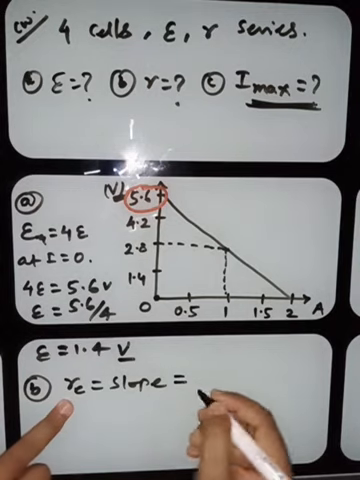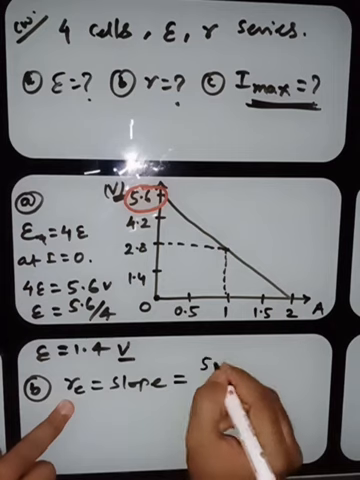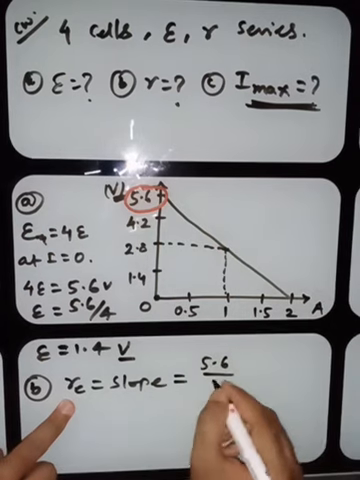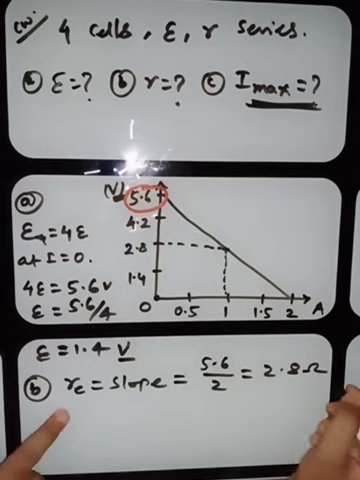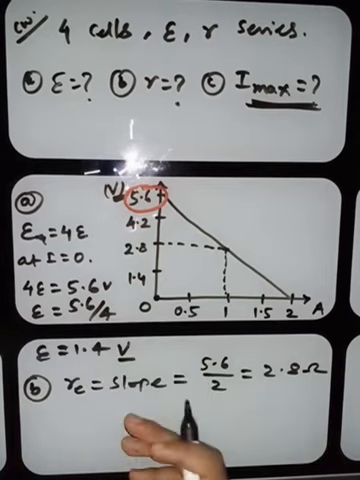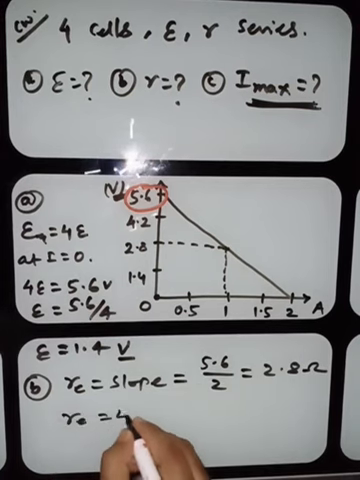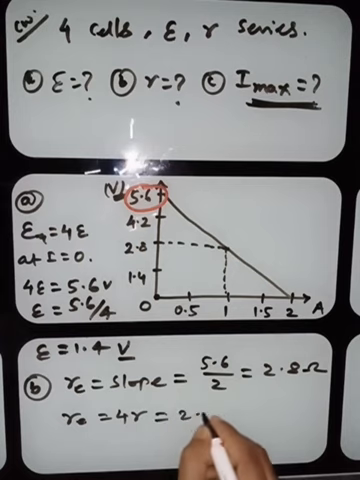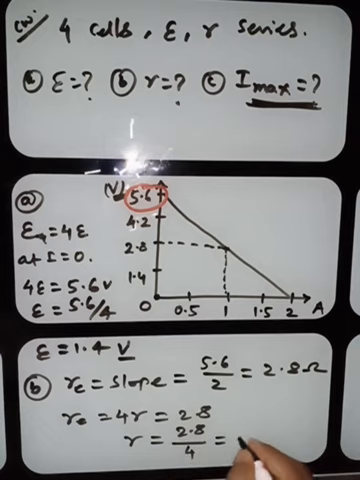And what is the slope? Perpendicular by base. Here the perpendicular is 5.6 and the base is 2. It is 2.8 ohm. But this is R equivalent, and the 4 cells are connected in series. It means the R equivalent will also be 4 times r, and it is 2.8. For one cell, the internal resistance will be how much? 2.8 by 4, that is 0.7 ohm.